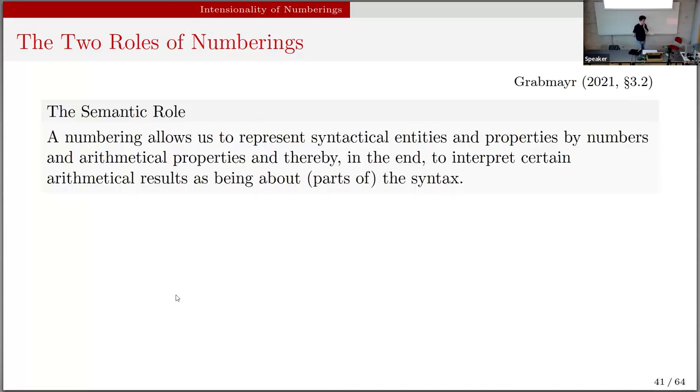The first one is the semantic role. So a numbering allows us to represent syntactical entities and properties by numbers and arithmetical properties, and thereby, in the end, to interpret certain arithmetical results as being about part of the syntax. And this is, again, the whole purpose of the numbering, right? We want to prove things about numbers that we can, in the end, interpret to be about some syntactic aspect of the logic. So this role is crucial, and if you fail to be able to interpret some numbers as being the name, indirectly, of some expression, then there's no point of doing numbering.